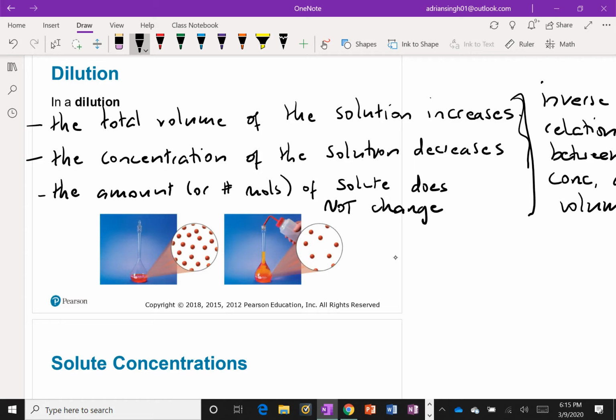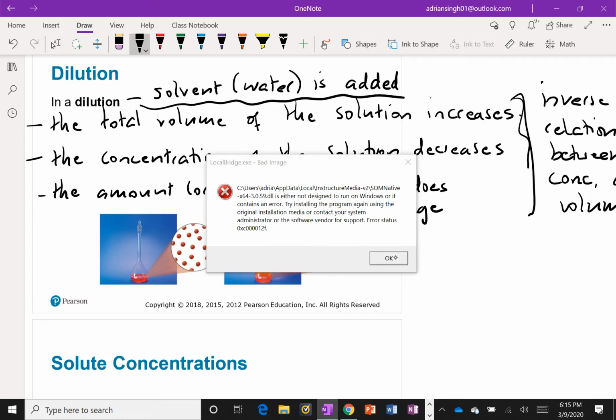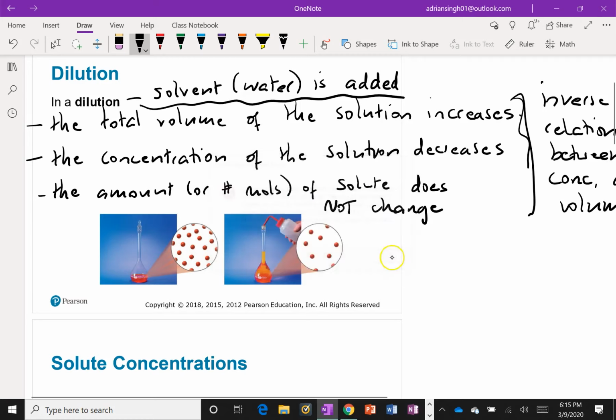So when you water down your soda, the actual amount of the soda stuff that was there did not change. You didn't take any away, you didn't add any more soda to it. All you did was add some water to it. So in a dilution, I should have probably started with this, solvent, which is typically water, is added. And as a result, those three things occur. Volume goes up, concentration goes down, but the total amount of the solute, the number of moles, does not change.